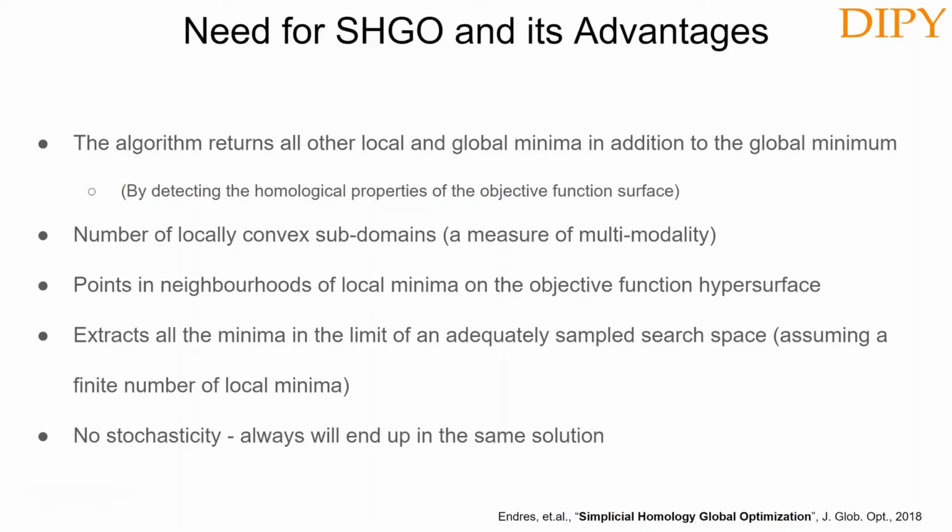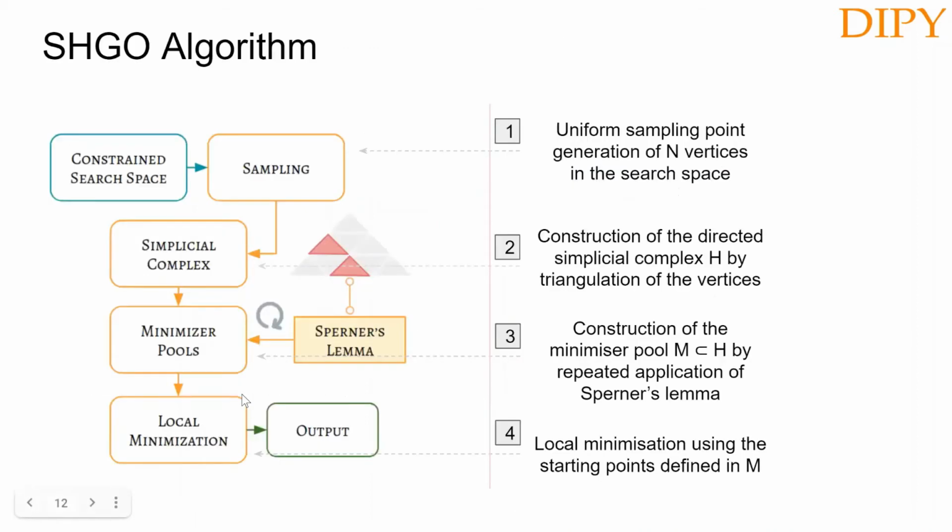And it is not stochastic in nature. So a lot of optimizers which depend on computing local gradients basically are stochastic, meaning that they will not always end up in the same minima if they are initialized differently. So this also has that advantage that it will always result in the same solution.